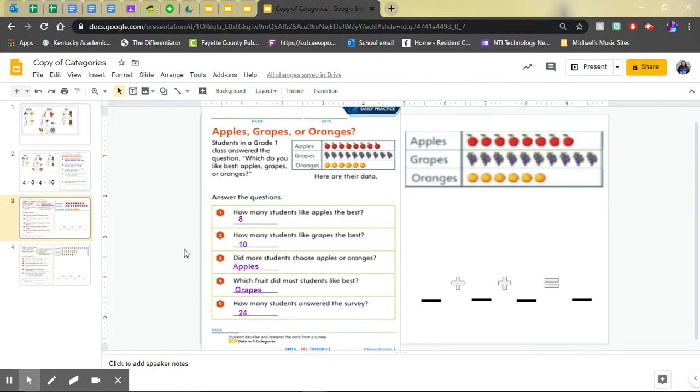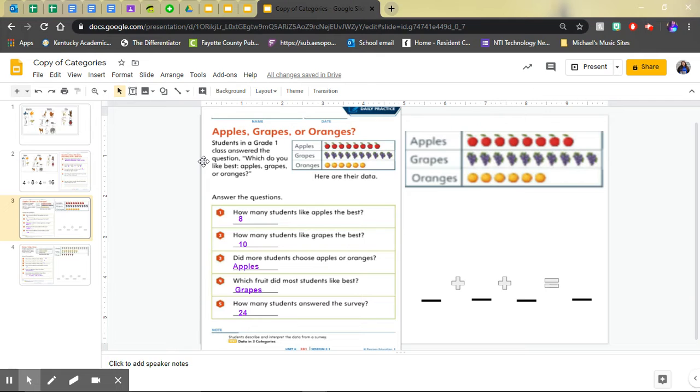Students in a grade 1 class answered the question, which do you like best, apples, grapes, or oranges? Here are their data. Number 1 asks how many students like apples the best. To figure this out, you can just go to where it says apples and count. 1, 2, 3, 4, 5, 6, 7, 8. 8 students like apples the best.